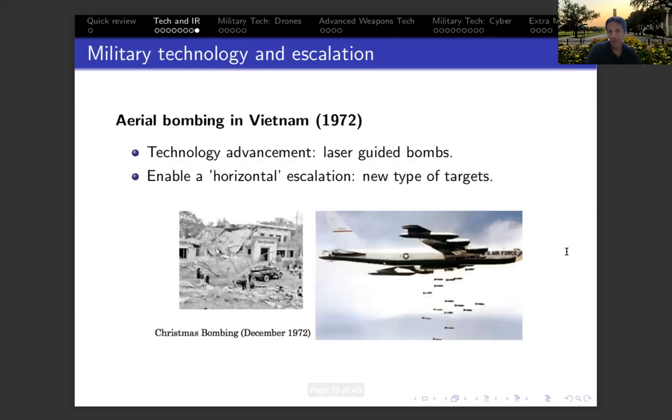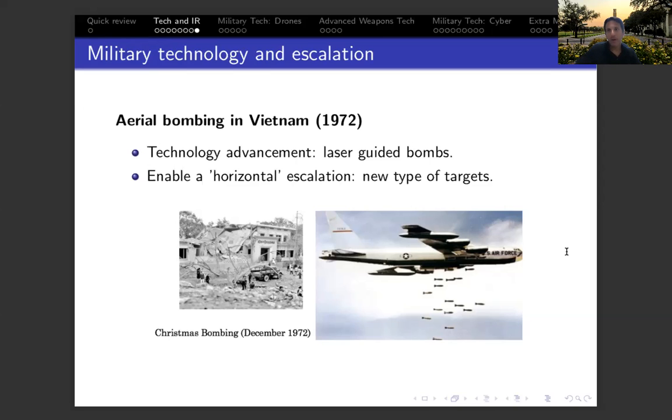Then she focuses on aerial attacks during the Nixon administration, focusing mostly on 1972. And in that sense, the technology advancement that was used is the laser-guided bombs. But her evidence suggests that it mostly served to enable what she views as a horizontal type of escalation, which means attacks focusing on new types of targets. Those targets were not available before the technology was there. You were unable to attack them. So once you have the laser-guided bombs, it was possible to attack them.